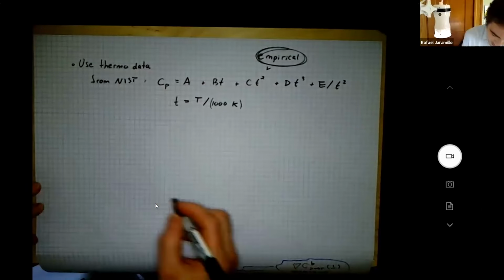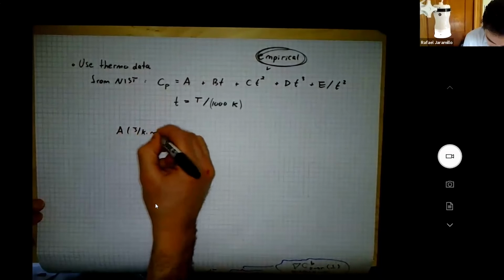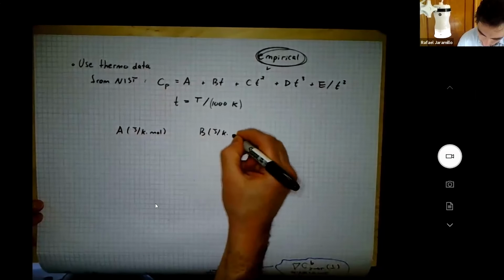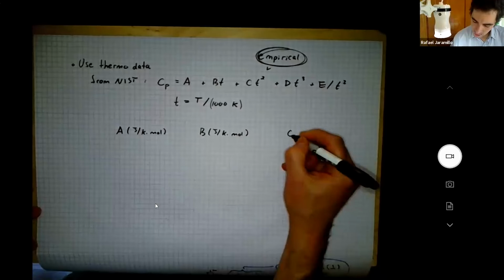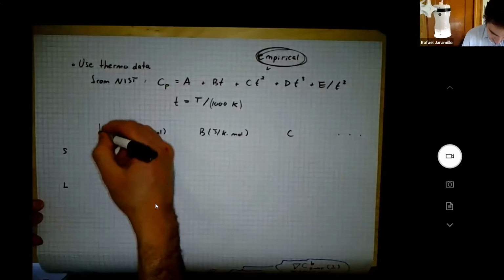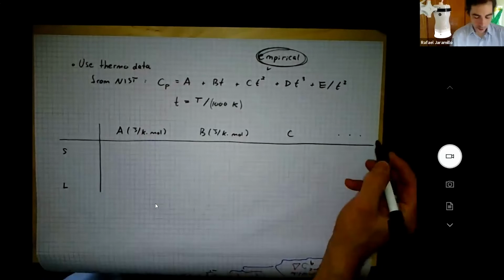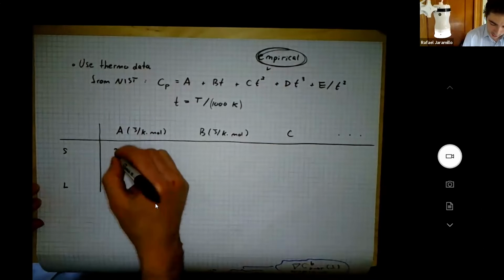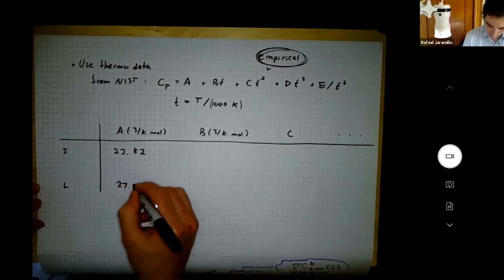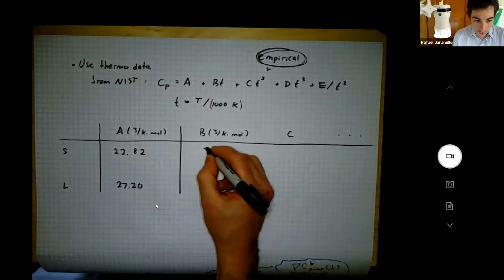All right. So let's grab the data for these materials we care about. A, joules per Kelvin per mole. B, in joules per Kelvin per mole. C, and so on. Solid, liquid. I'm just grabbing the data from NIST here, just copying over it. So for solid, we get 22.82. For liquid, we got 27.20 for the A parameter. Now the B parameter. For solid, it was 3.90.